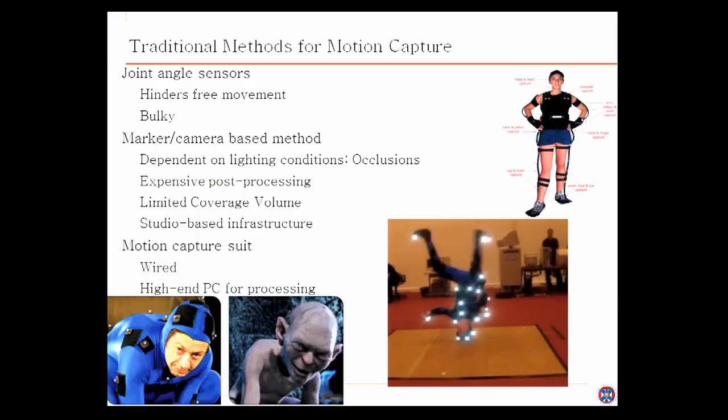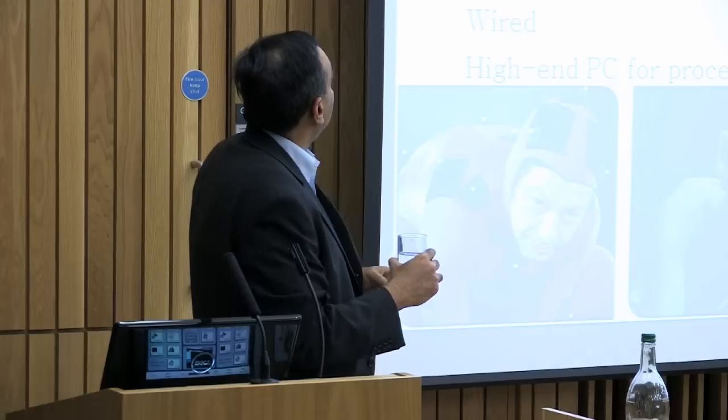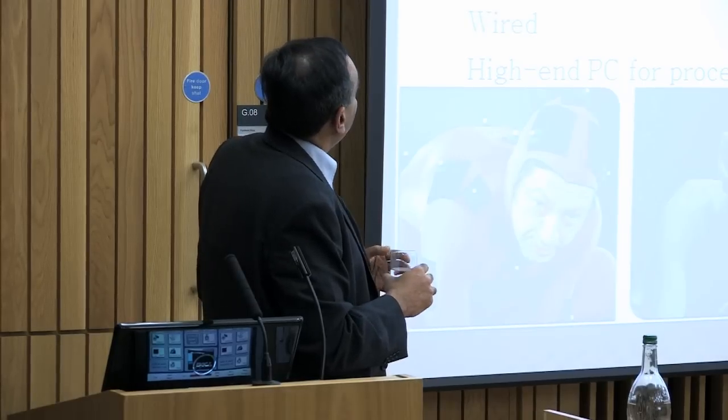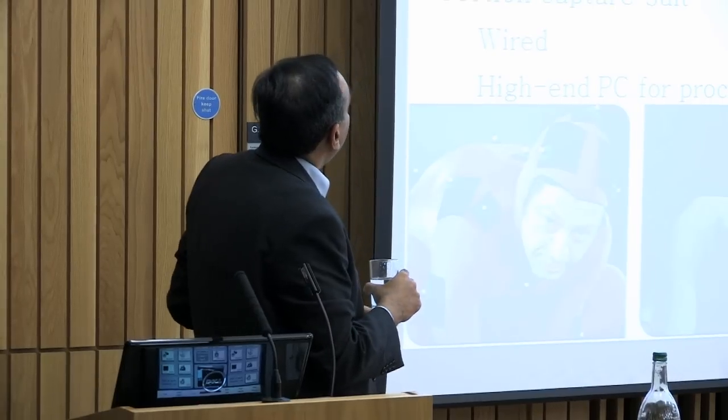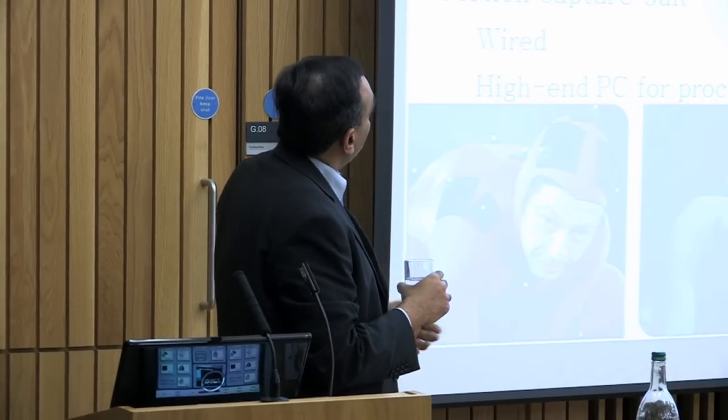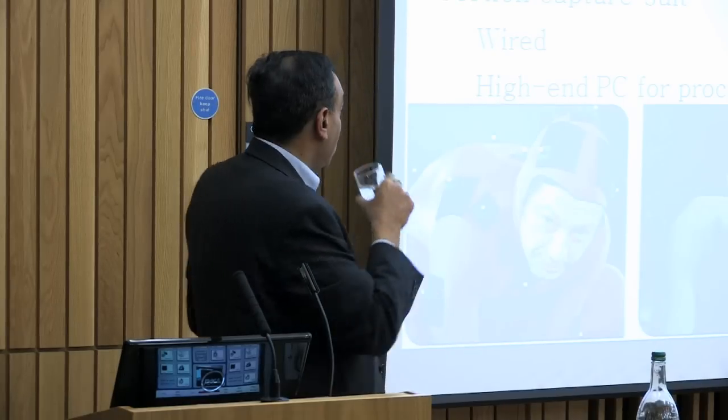So you might have occlusions if you're trying to get more than one person together, and you solve that by increasing the number of cameras, which in turn increases the amount of processing that you need to perform. You have limited coverage. Given that you're in a studio of this size, the active area is a very small volume of 3 or 4 meters cube in the center. And it's limited coverage volume and your studio-based infrastructure.